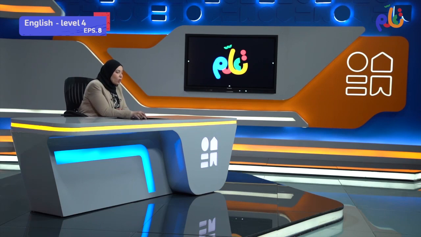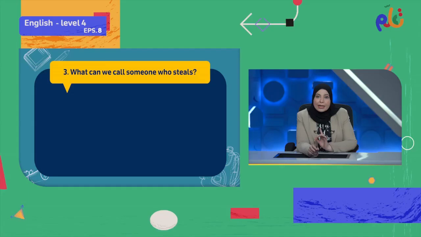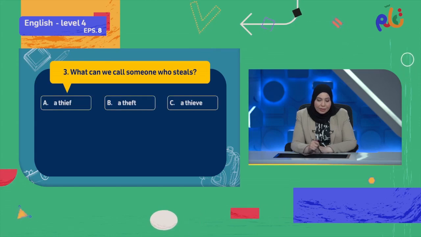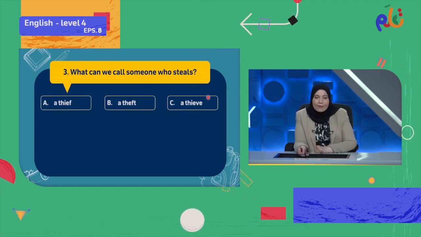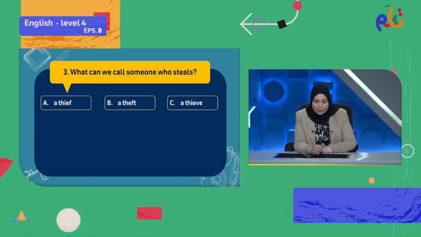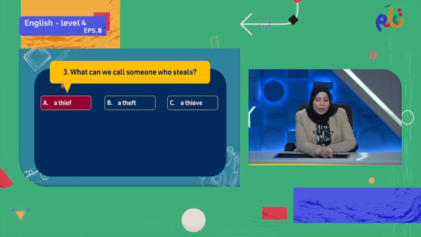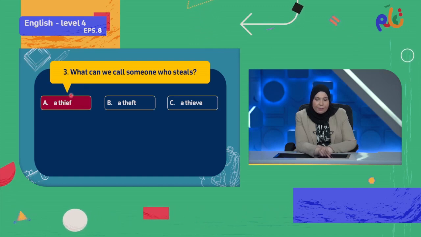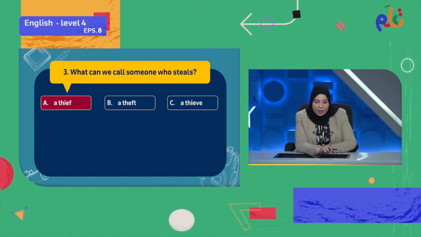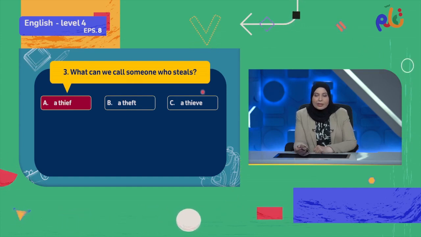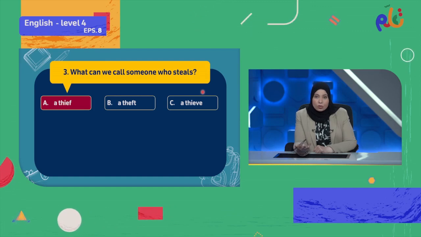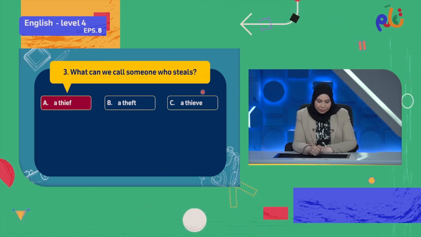What can we call someone who steals? The person who steals is a thief, a theft, or a thieves. Which one is it? So it's a thief because we're talking about the criminal. If we're talking about the crime, it's theft. And we have nothing called thief like this. It's used usually for the plural and we add s.